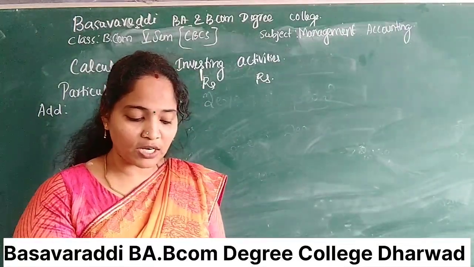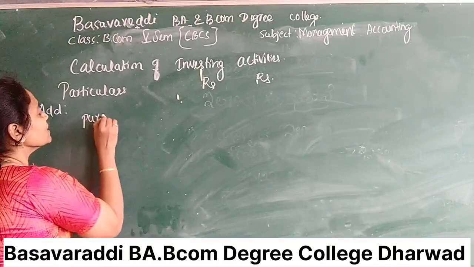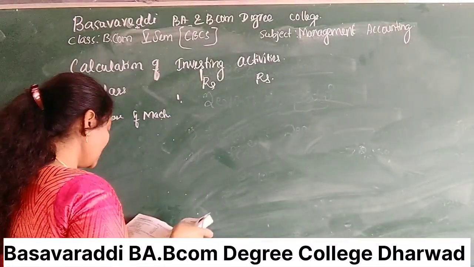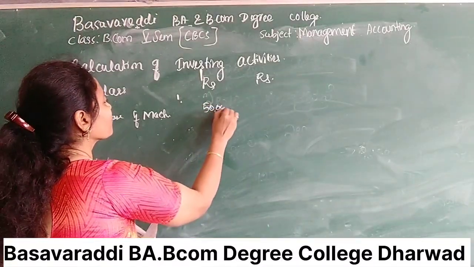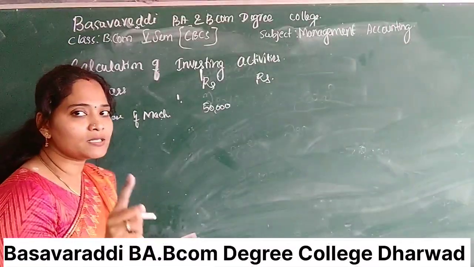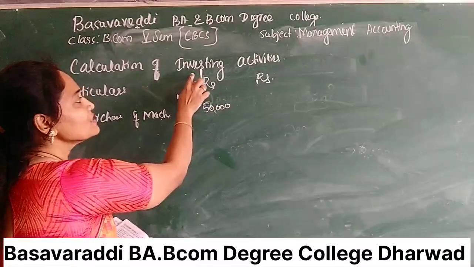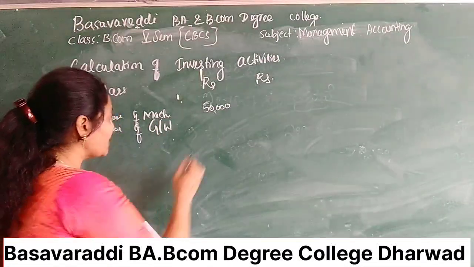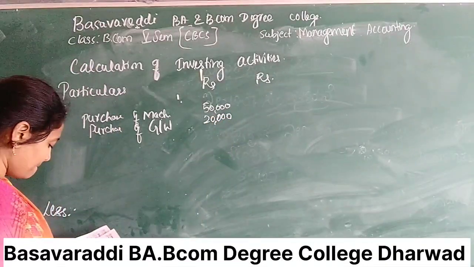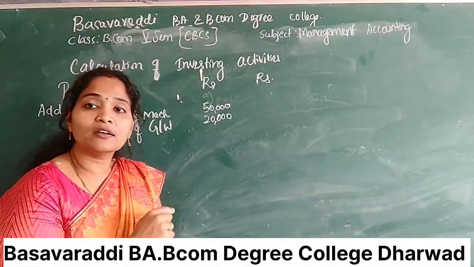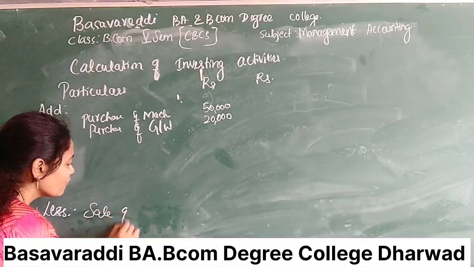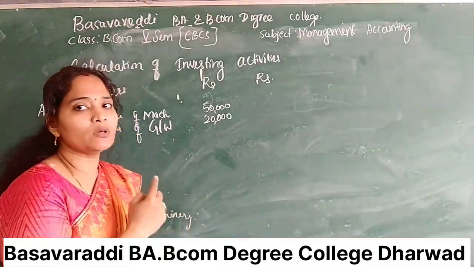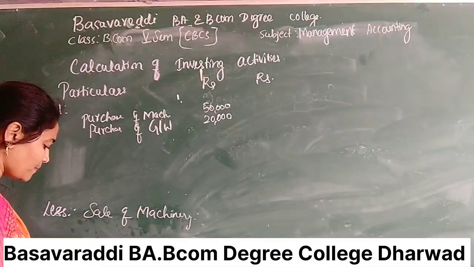Next is purchase of machinery, 50,000. Add purchase of machinery, 50,000. Next is purchase of goodwill, which is also a purchase for the business, so it is considered an investing activity. We add purchase of goodwill, 20,000. The next one is sale of machinery. You have to enter it in the less column, because it is not an investing outflow, so we less it. How much? 7,000.